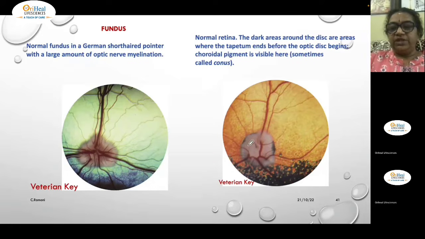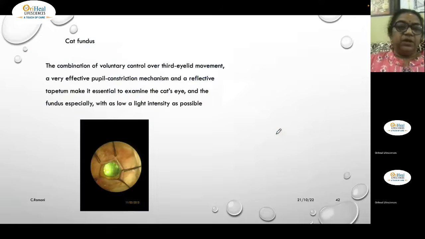This is again a normal variation, again in a spaniel breed, where you can see a little part of black color around the disc. So that is called pigmentation on the choroid, the structure behind. So you can see thinning. That is why you can see a little of the choroid here, and these structures are called conus. Again, this is not a pathology.